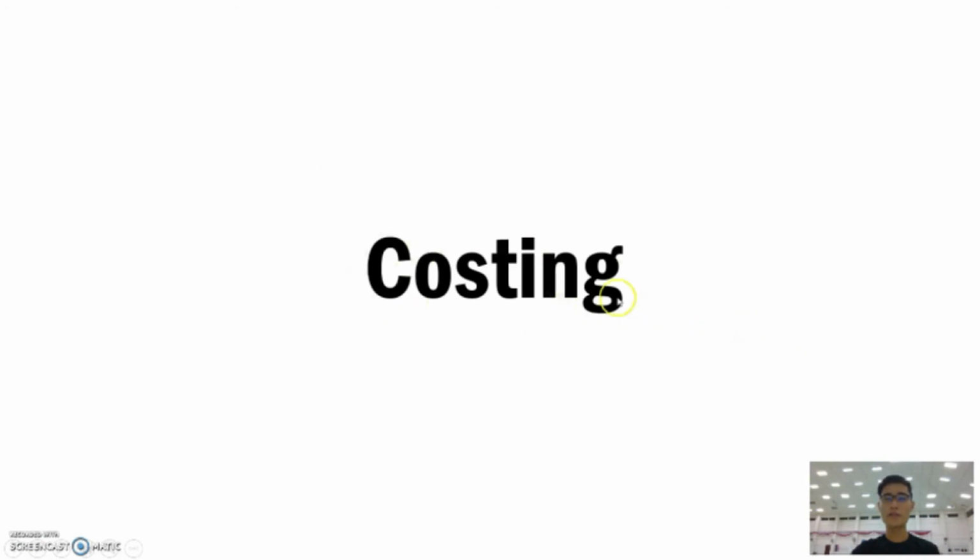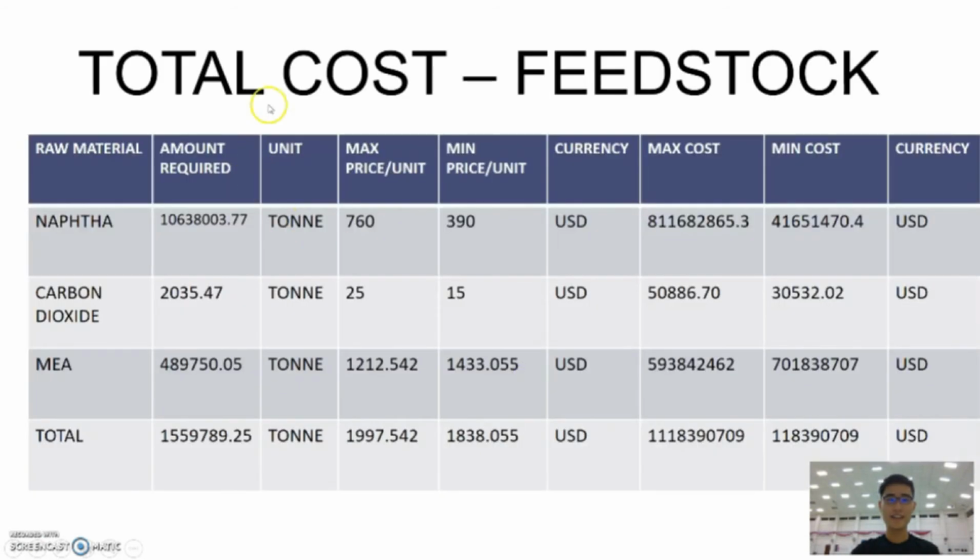So now we are going to talk about costing. We are going to talk about our total feedstock cost. Our raw materials are naphtha, carbon dioxide, and monoethanolamine. The amount required for naphtha is this amount, carbon dioxide is this amount, and monoethanolamine is this amount. So the total amount is 1,559,789.25. The unit is in tons.